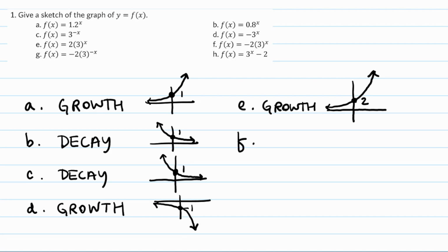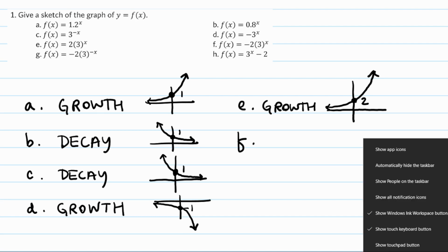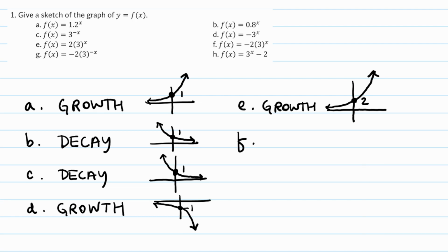For F, we've got negative 2 times 3 to the x, which will be very much like D, except it'd be twice as far from the x-axis. It's already negative in D. So this is going to be exponential growth in the negative direction. So that's a negative 2 there, because negative 2 times 3 to the 0 is negative 2 times 1, that's negative 2.